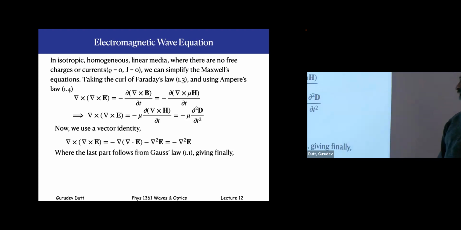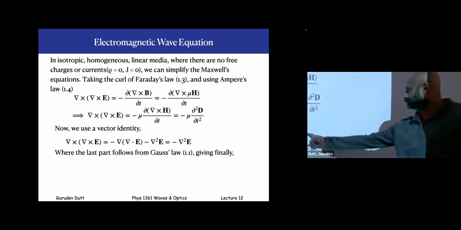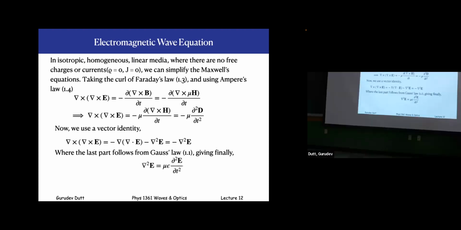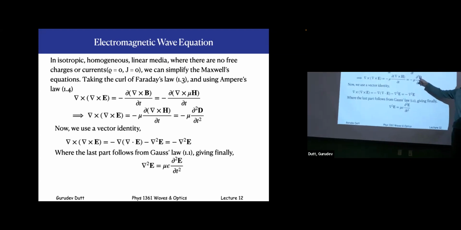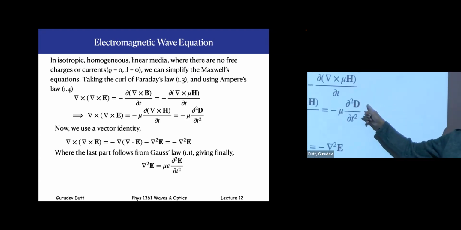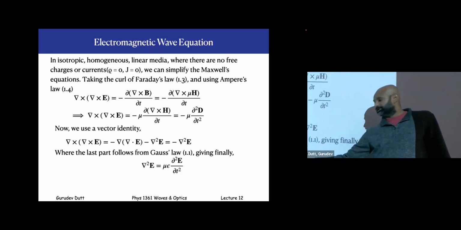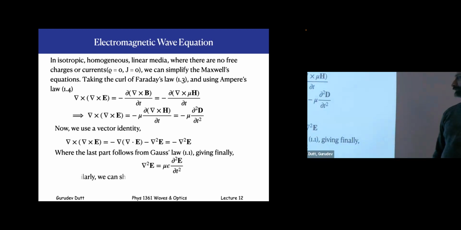Okay. The last part, as I said, follows from Gauss's law. So that gives me minus del squared times E. Finally, substituting this back here and equating it to that, and of course D equals epsilon times E, I bring out the epsilon. I'm left with del squared E equals mu epsilon d squared E over dt squared.